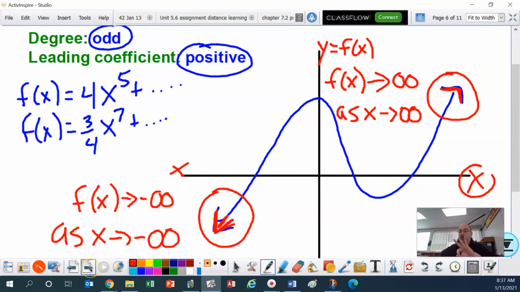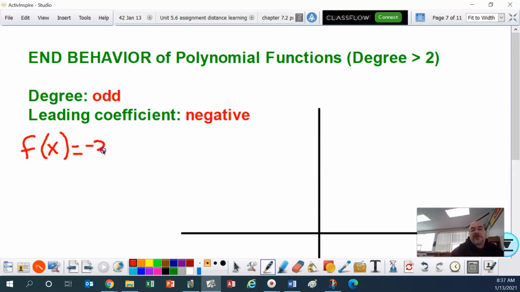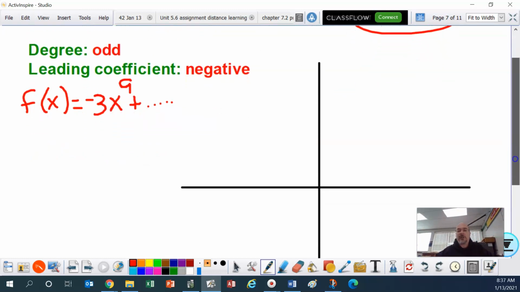All right, we got 3 more scenarios to look at. How about an odd degree with a negative coefficient? So for example, f of x equals negative 3x to the, let's say, 9th power. Again, odd degree, and it has to be bigger than 2. And again, there could be all kinds of stuff behind that. Well, what is that graph going to look like?